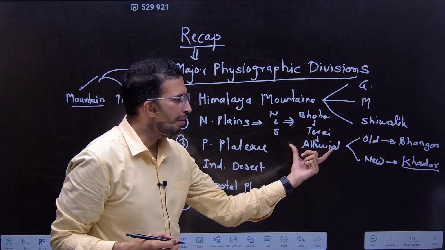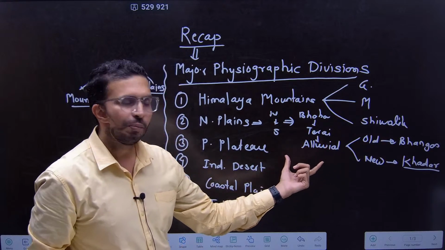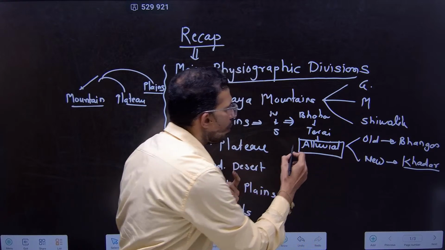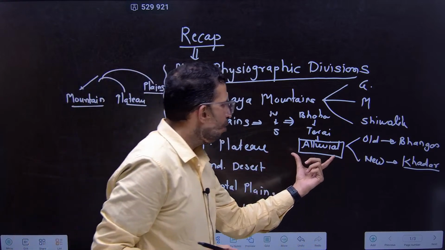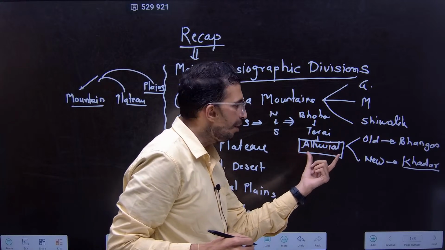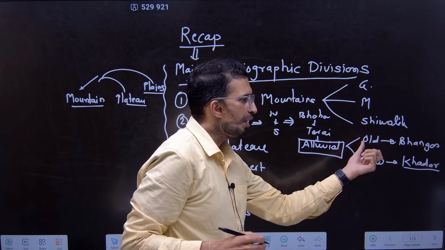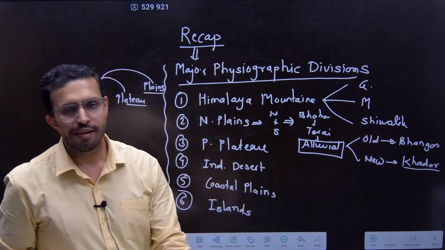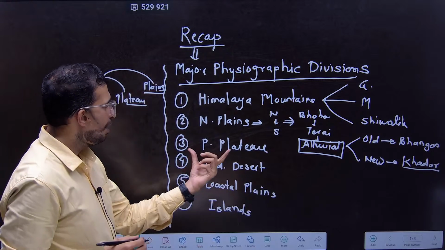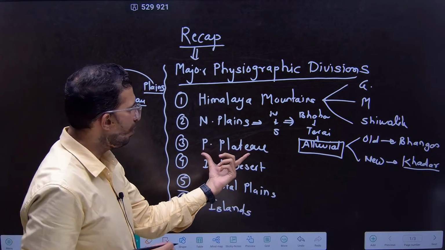Now today's topic is the soils of India. In soils of India, we are going to study the alluvial soil. What is the reason for the formation of the alluvial soil? Then what are the types of alluvial soil, and what is the significance of the alluvial soil that we are going to study? Then the peninsular plateau, we have seen the peninsular plateau.